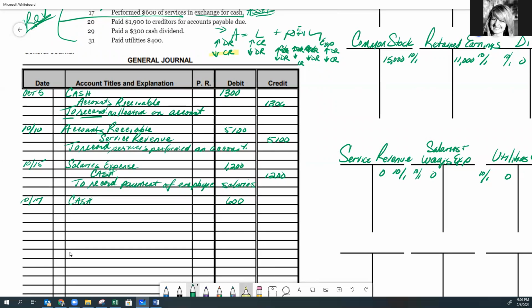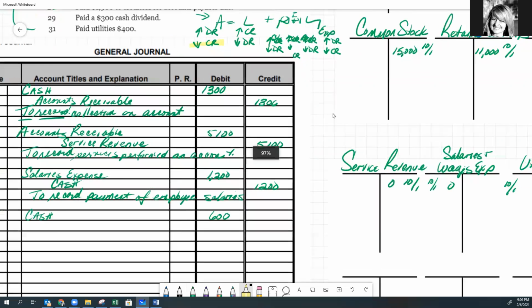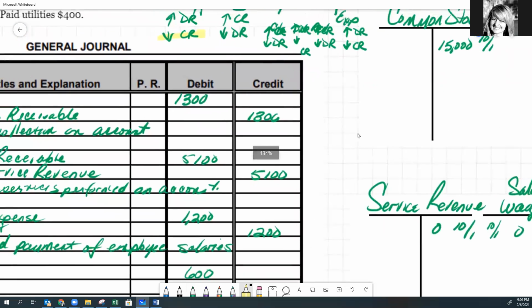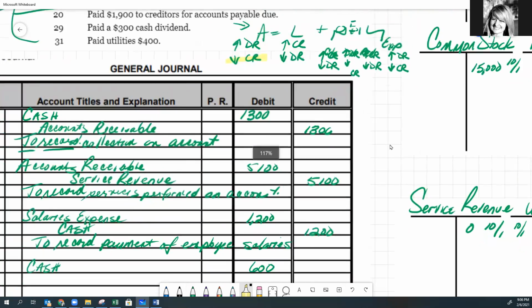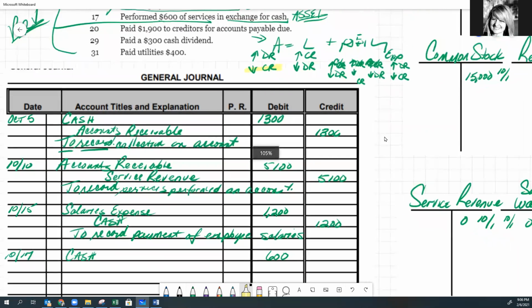So services are revenue. We come over here into our accounting equation, and we see, where is revenue? Let's see. It's a little hard to see. Let me make it bigger. Well, hopefully you wrote it a little clearer on your paper, but it's here. We have our revenue increasing with a credit.